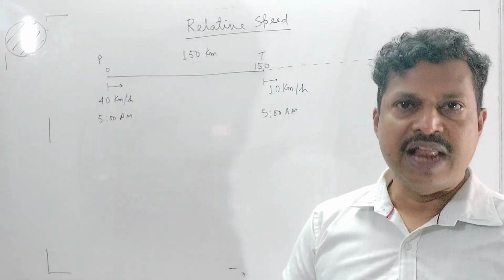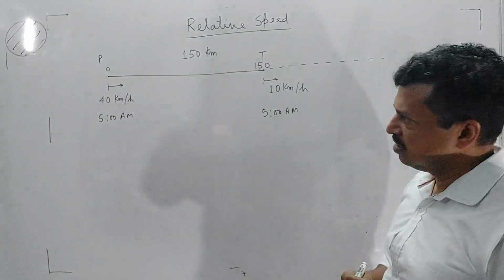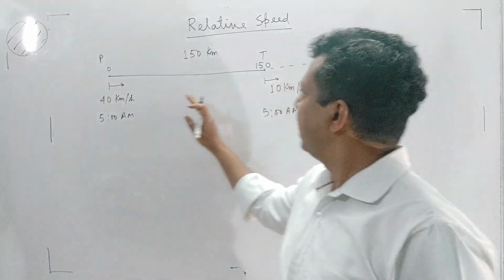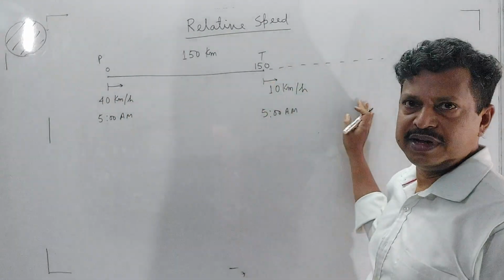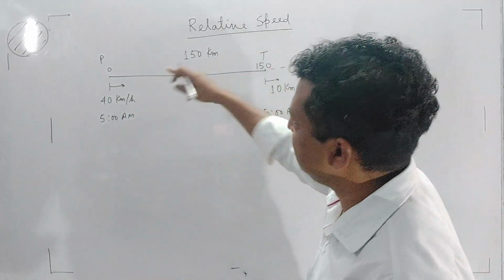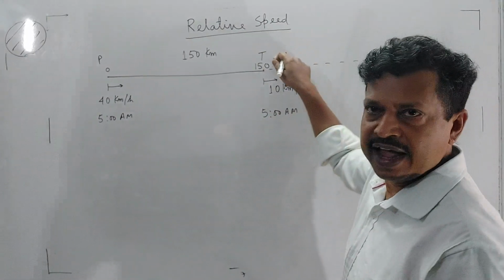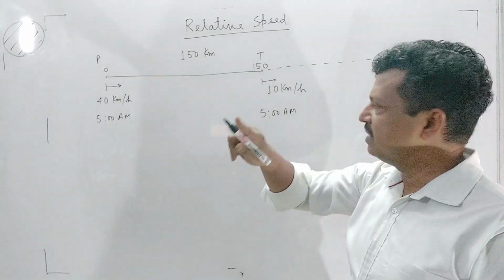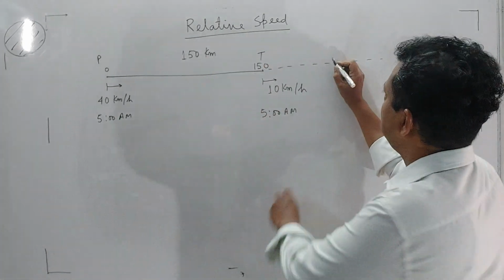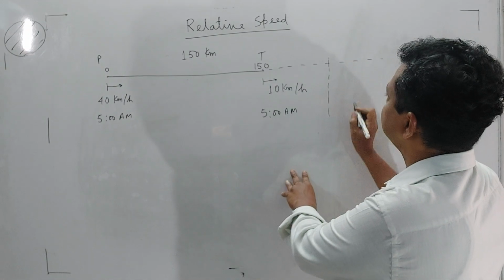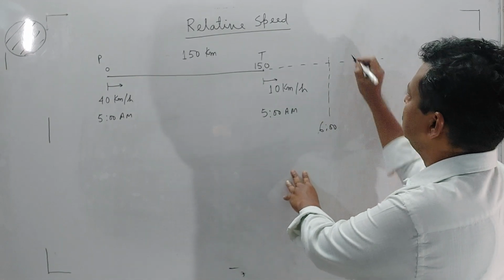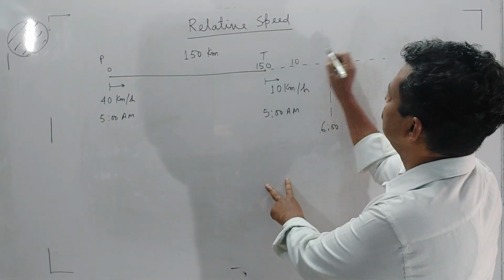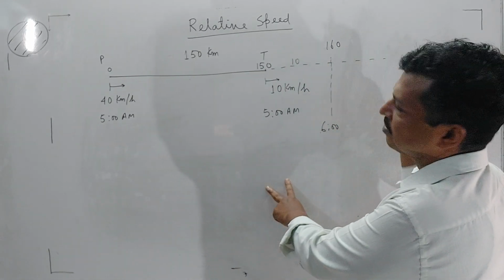After 1 hour what will happen? So after 1 hour this police will be 40 kilometer ahead and this thief will be 10 kilometer ahead. So if I put a scale, that is 0, 150 kilometer ahead, this is 150 kilometer. Now after 1 hour, that means at 6 o'clock, the thief will be somewhere over here. So this is 10 more. So this is a 160 mark.